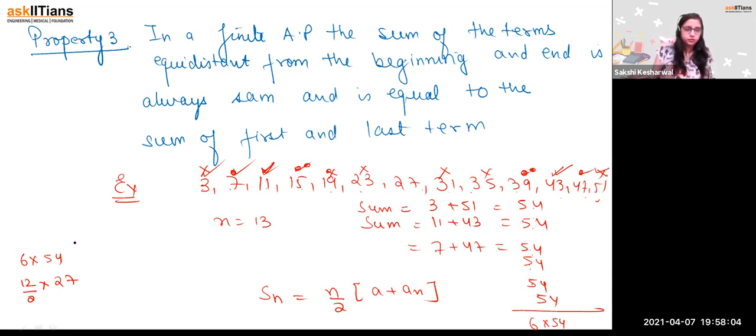Sorry, my bad. It should be 54. It has to be 54, my bad. Now you have 27 left, so you just add it up, and you will get the answer over here.